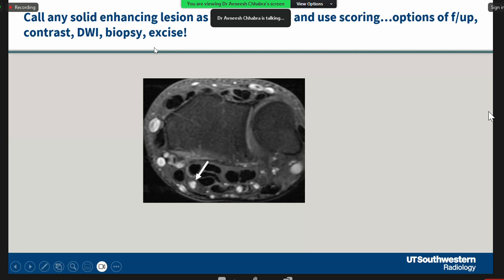But in general, call any solid enhancing lesion you see as indeterminate unless you have diffusion or other means to differentiate and use the scoring. At that time, you've got to be thinking of any of these: give contrast, do diffusion, biopsy or X-ray, and put that in the score somewhere.